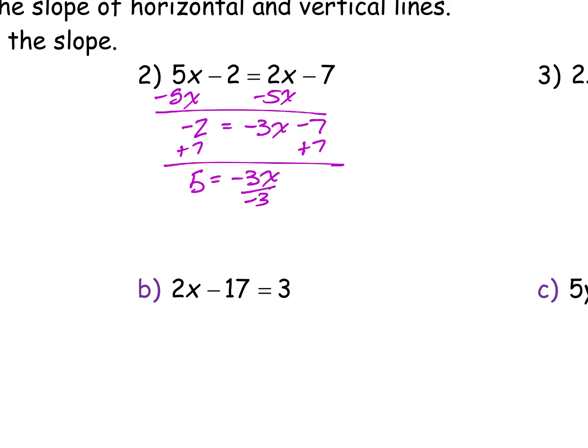Divide by negative 3. Great. And I get x equals negative 5/3. What's my slope? Undefined. Awesome. How do I know it's undefined? Because it's x equals some number, right? And we defined it on the last page. That says if I have something that says x equals something, it's undefined.